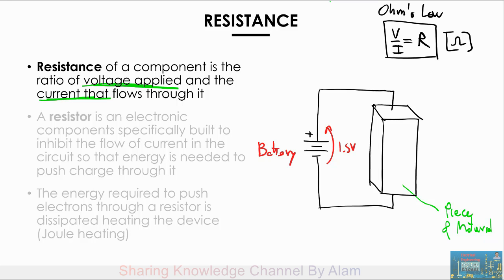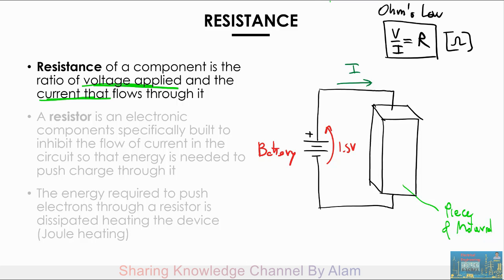So as a result of the 1.5 volt applied to this material, we're going to have a certain current I going through the material. And again, as described before, if you do the ratio between the voltage, 1.5 volt in this case, and the current, you get the resistance of the material. The resistance of the material represents how much the material opposes the passage of electrons.